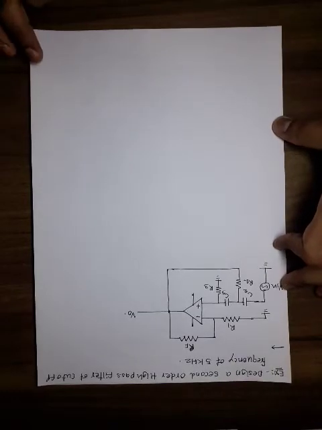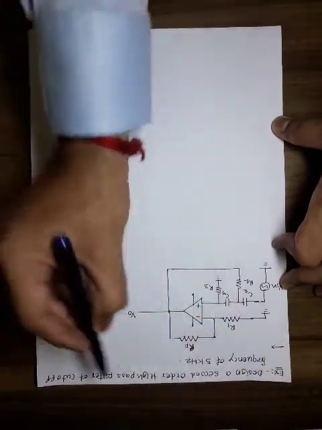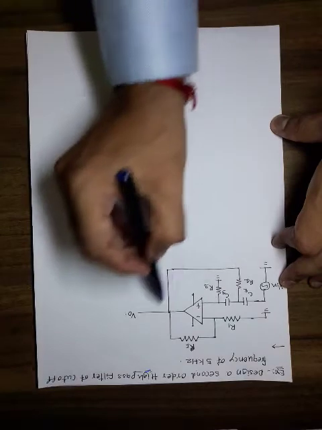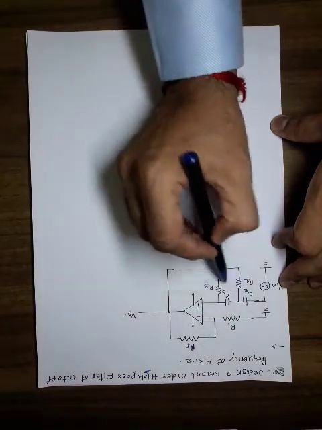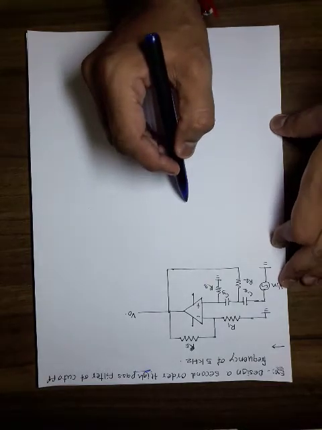Hi student, this is a numerical on second order high pass filter. This is a simple circuit diagram of a second order high pass filter, that is, two pairs of RC, that's why it is second order.